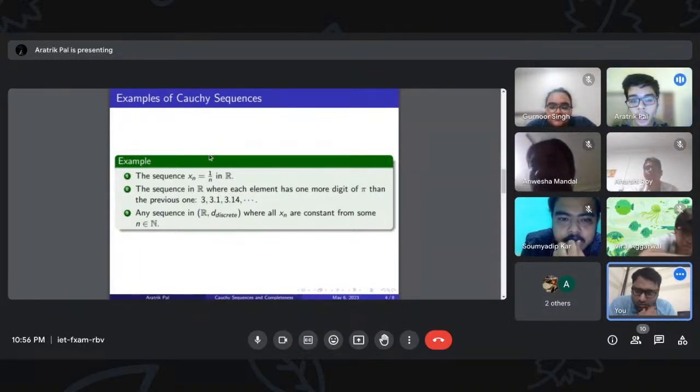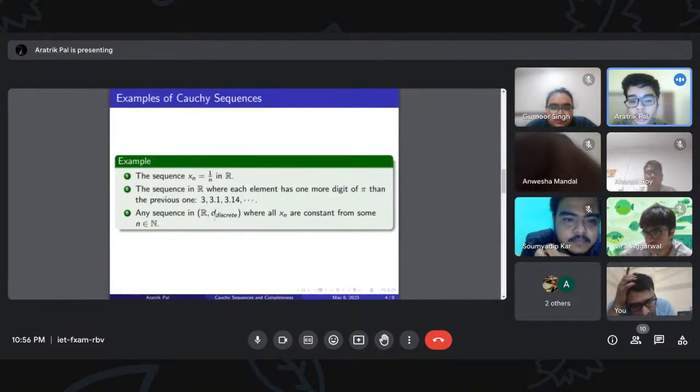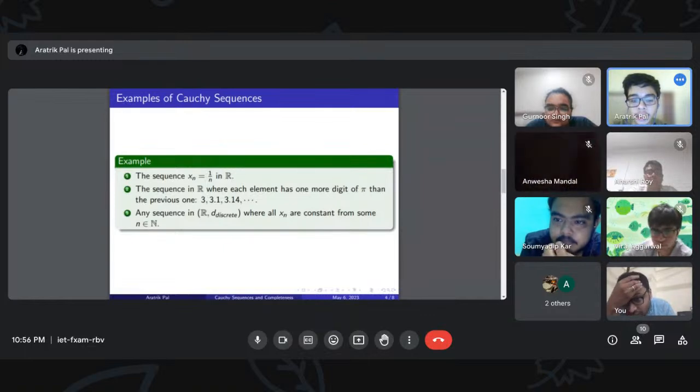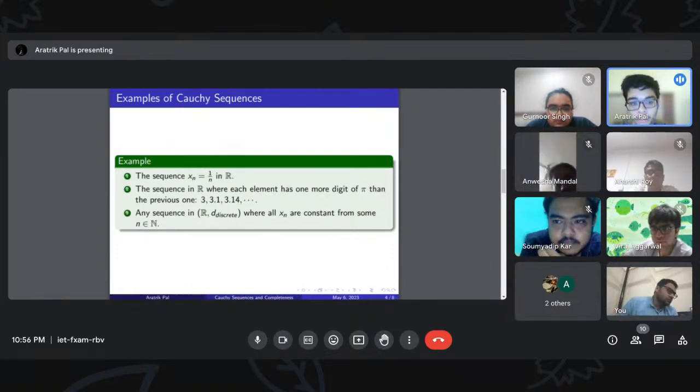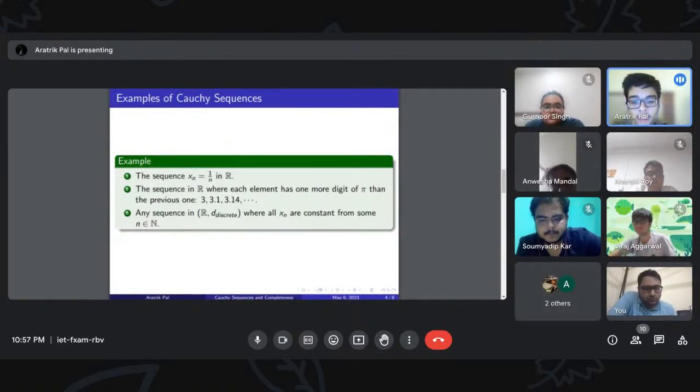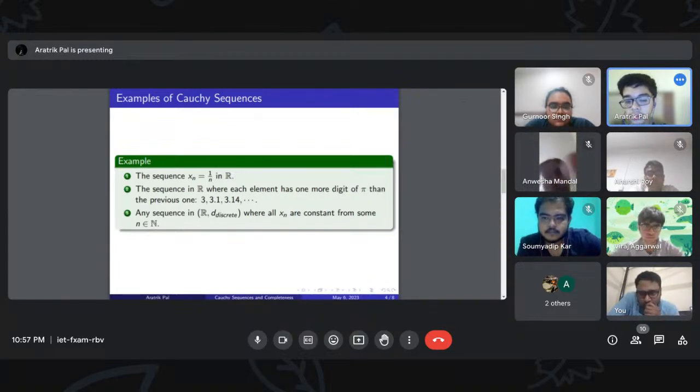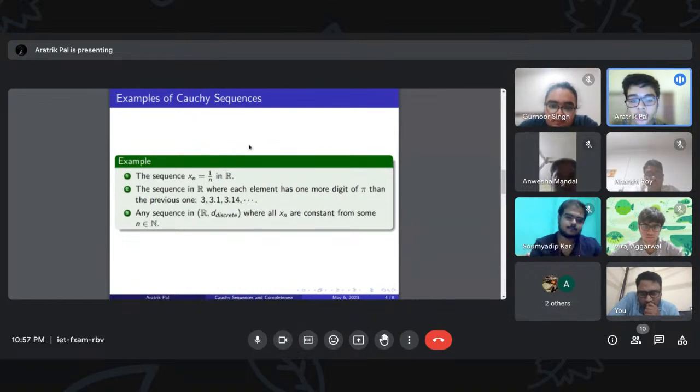In the third example, we need to use a metric known as the discrete metric. The discrete metric states that d(x, y) is 0 when x is equal to y, and d(x, y) is equal to 1 when x is not equal to y. So consider a sequence in this metric space where all elements are constant starting from some natural number. From some xn, all the remaining elements are constant. Then the distance will be 0 and it will be a Cauchy sequence. Yeah, so these were the examples.